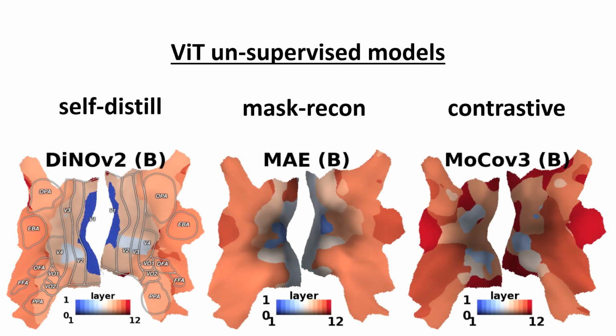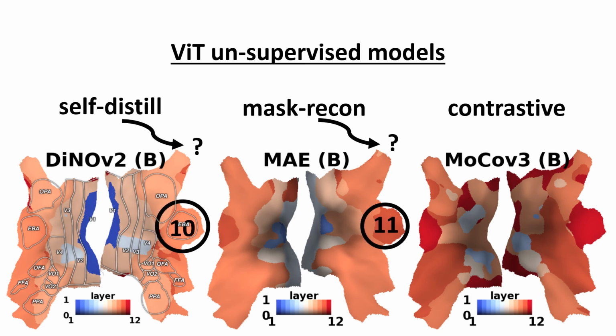Next, we look into three self-supervised models, DINO, MAE, and MoCo. DINO is learned with self-distillation, contrastive learning, and mask reconstruction. However, DINO's last layer has not been selected in the brain prediction. This is also true for masked autoencoder's last layer. It does not align with any brain region. We could infer that the mask reconstruction task is not a brain-related task.